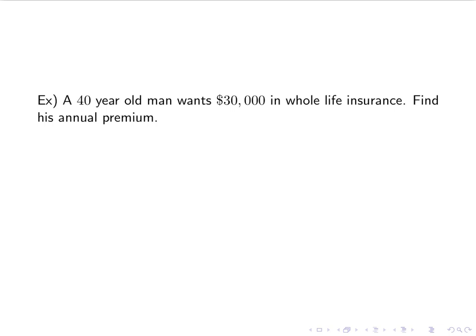Let's do another one. A 40-year-old man wants $30,000 in whole life insurance. Find his annual premium. So 40 years, man, I'm going to look directly at 40 years. Whole life insurance. From that table, I should be getting $28.26. Again, divide by 1,000, multiply by 30,000. Again, those thousands cancel, so it's just 28.26 times 30, and that's $847.80.